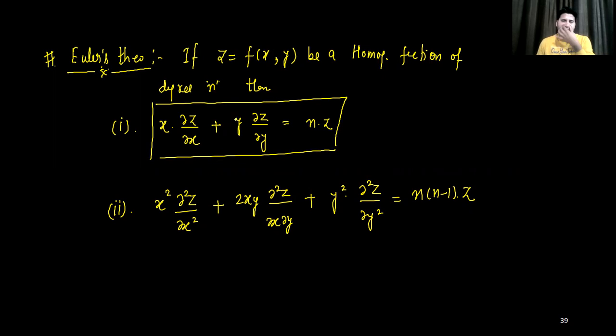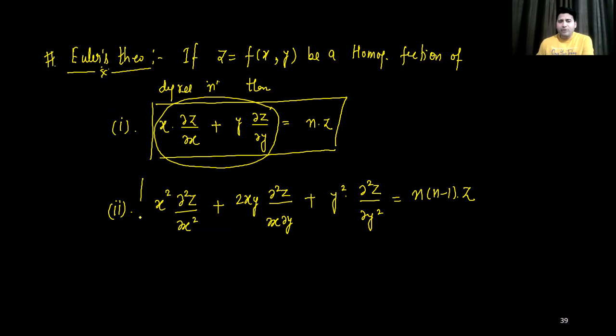Suppose a function is given to us and the question is asking the value of x into del z over del x plus y into del z over del y. If you solve it in the detailed manner, firstly find del z over del x and multiply it by x, then del z over del y and multiply by y, then you will get the result. But by using this theorem, you directly get the result, and its value is n times z, that is, n times the given function.